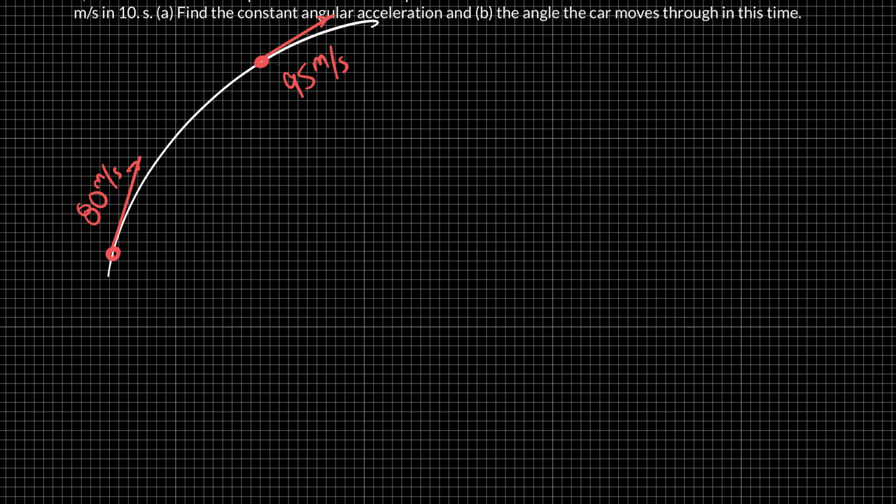Find the constant angular acceleration and the angle the car moves through in this time. Okay, so I've drawn the radius here, and I've shown it moving at 80 meters per second and then 95 meters per second. And what I want to know is, while it does that, here's my delta theta. That's the angle the car moves through during this time.